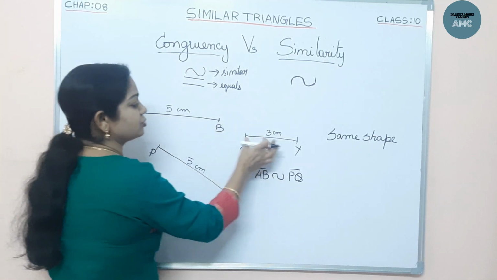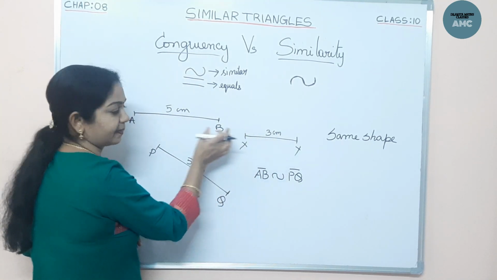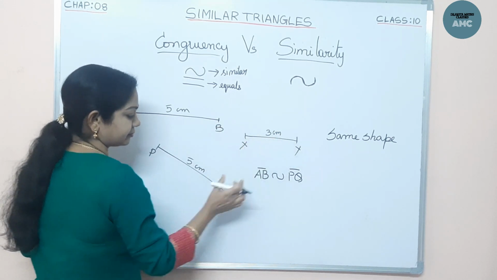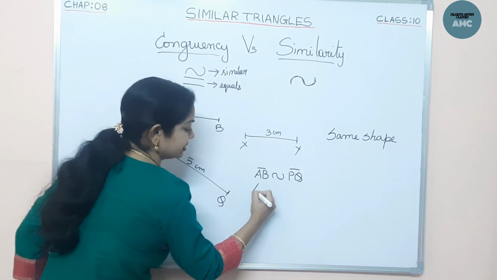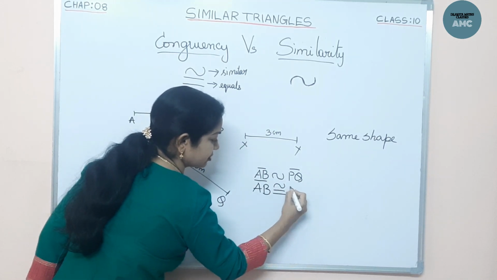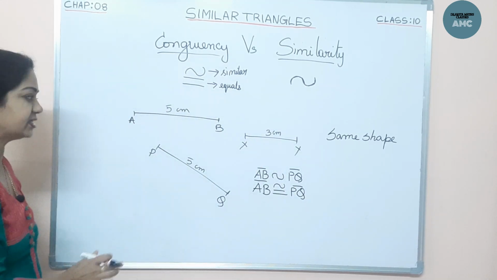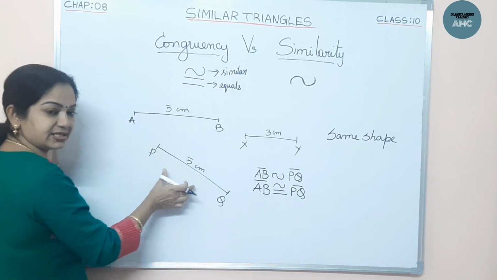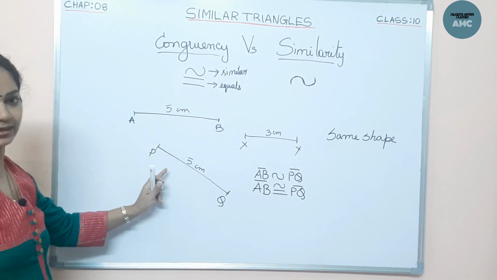But these two, XY and AB, are not congruent. See here, these two are similar as well as congruent. First, let me compare these two. They are similar because they have the same shape and same size also.